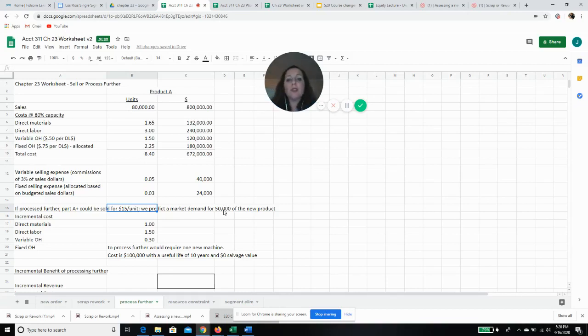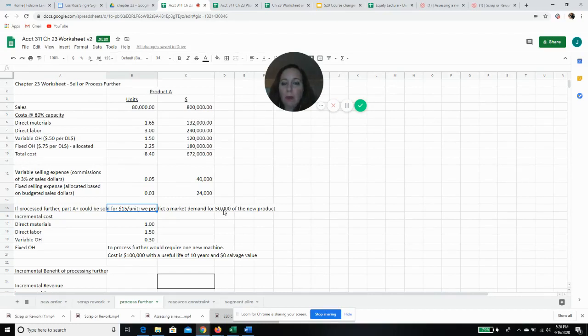So we would be making this new product instead of the old product. We'd be making silkscreen t-shirts instead of plain t-shirts. So we don't have to worry about the capacity is what I'm trying to say. Even though making an additional 50,000 would put us way over capacity, we would be making these 50,000 silkscreen t-shirts in lieu of 50,000 of the plain t-shirts.